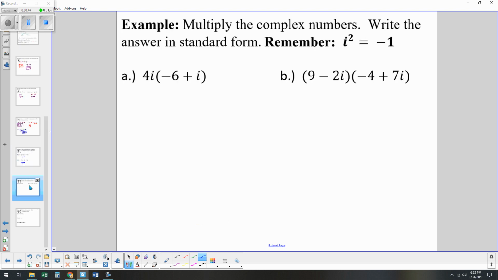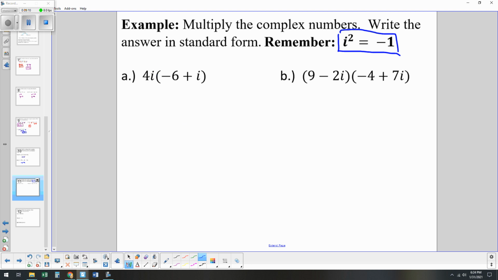The last thing we're going to do with complex numbers is we're going to multiply them. So again, at the beginning, we're going to treat i as if it was a variable. But the thing I really have to remember is once I'm done, i squared is really negative 1. I should not have i squared in my final answer. So if I do have one, I'm replacing it with a negative 1 and then continuing to simplify.